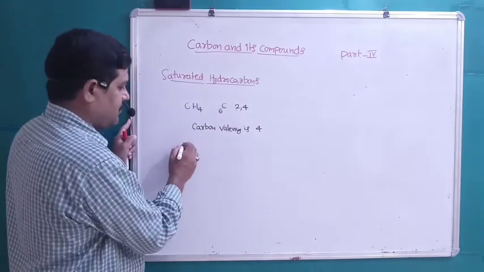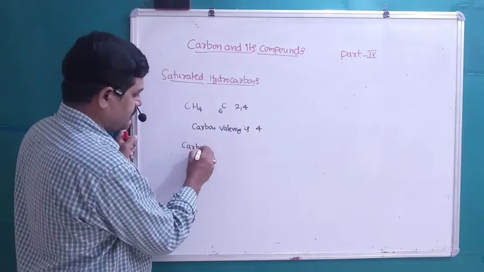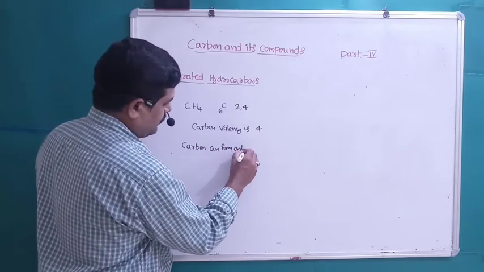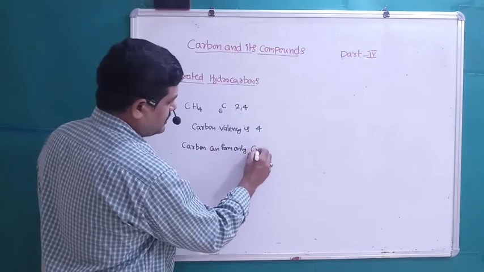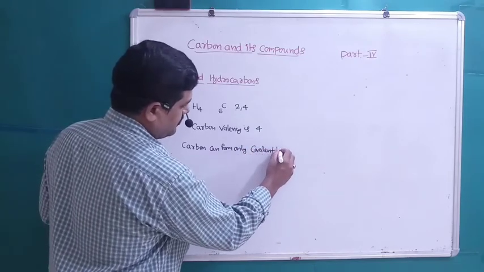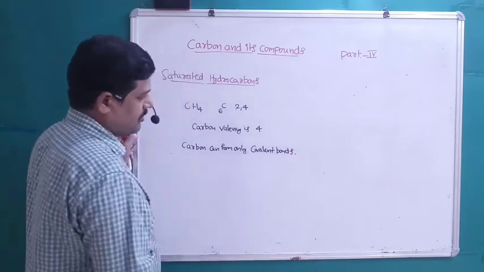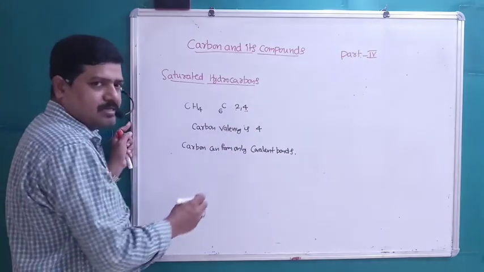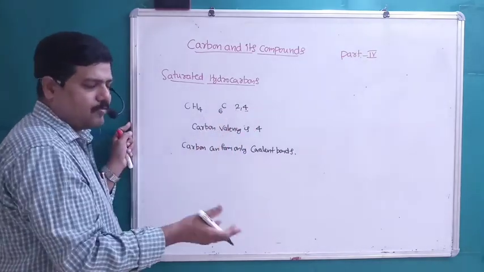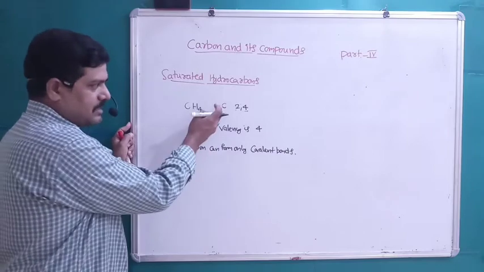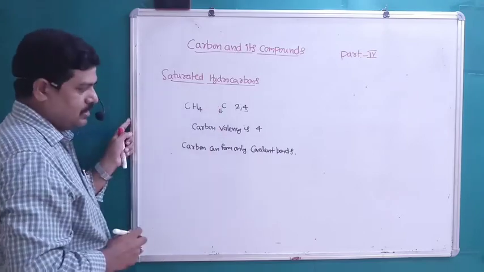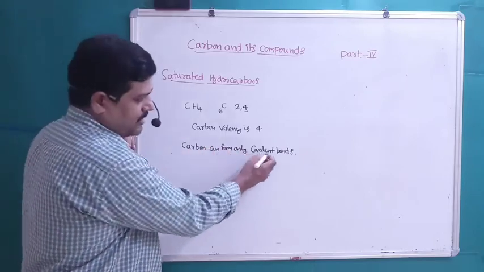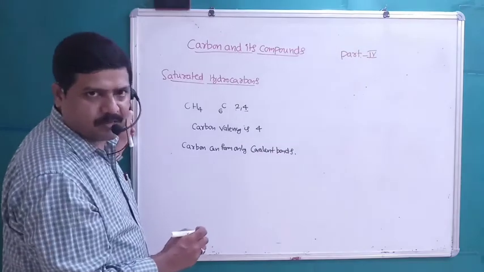So carbon valency is 4 and carbon can form only covalent bonds. It cannot form ionic bonds because it is very difficult to remove 4 electrons, or to hold 4 electrons if it gains them, with only 6 protons inside the nucleus. So carbon generally forms covalent bonds, which form due to mutual sharing of an electron pair.